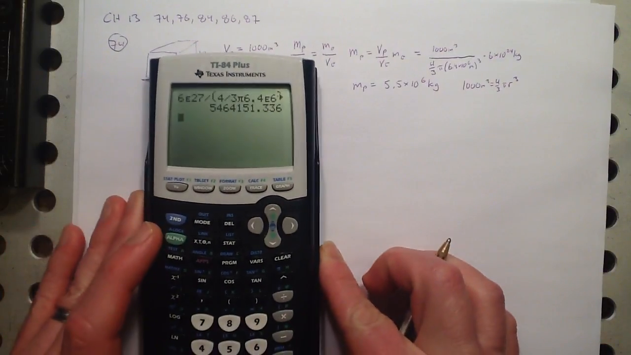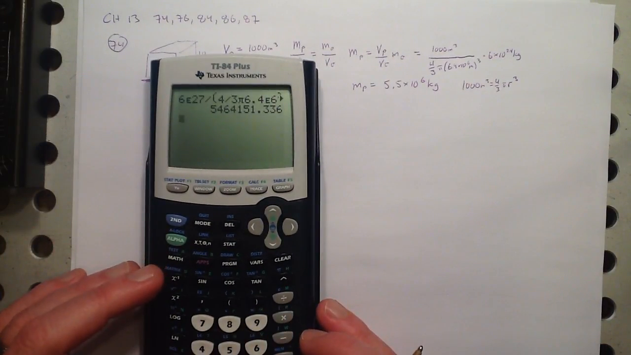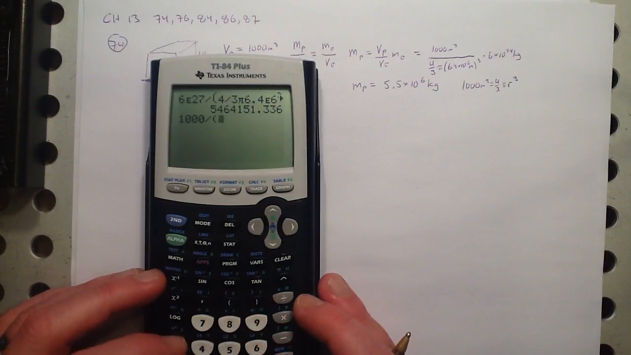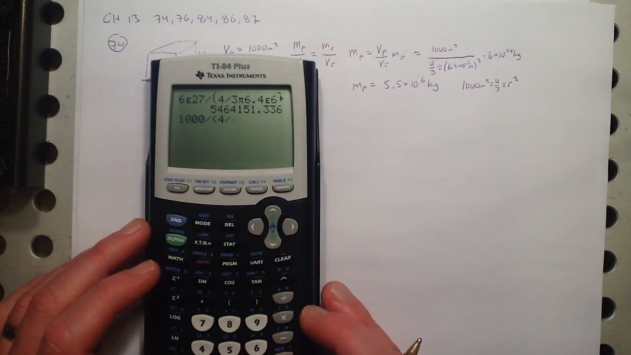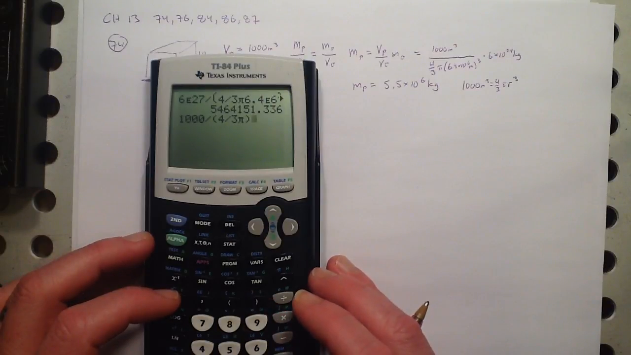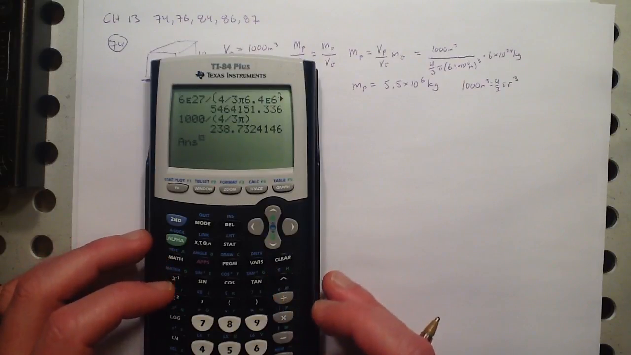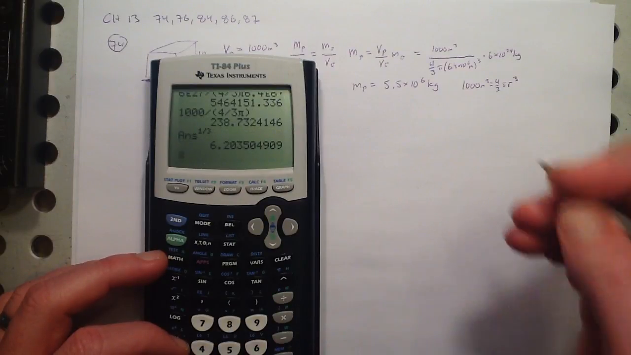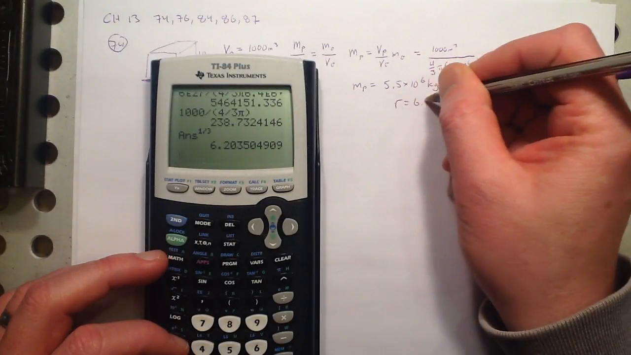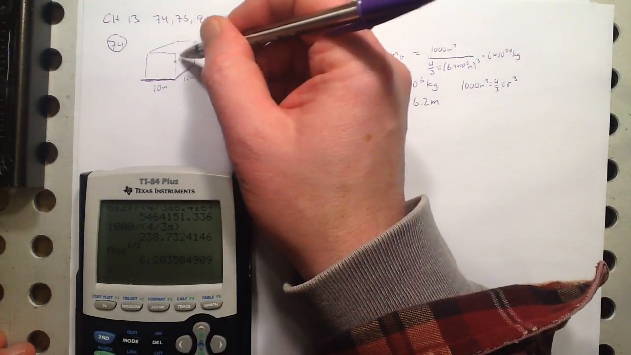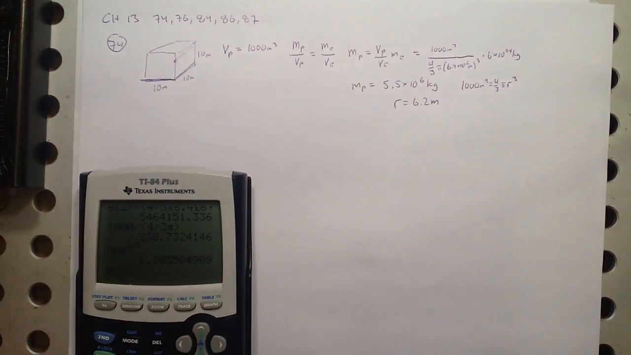So let's see. You need to take 1,000 divided by 4/3 pi, and then take the cube root of that number. So the radius of his planet's about 6.2 meters. And that jives with this, all right? If in the center of this to the outside, if this was a sphere, that's 6.2 meters. That seems about right.